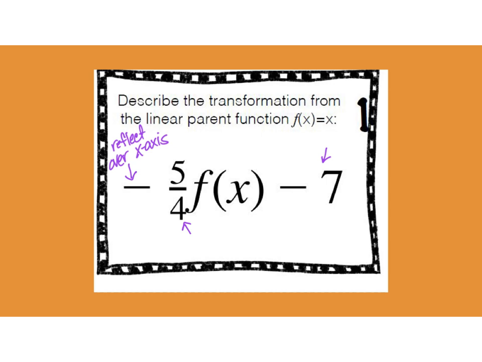Steeper, that's right. And of course, it's outside the parentheses, so we're talking about vertical. It's either going to be a vertical compression or a vertical stretch. If I want that line to be steeper, a vertical stretch. Good.